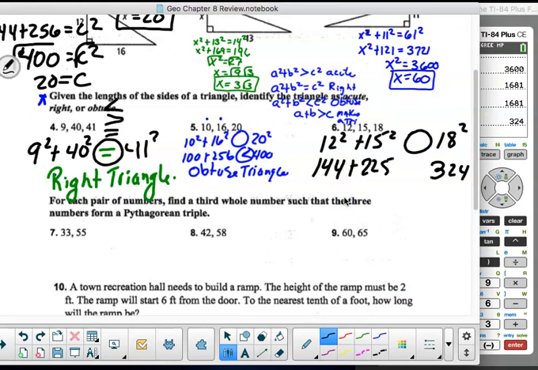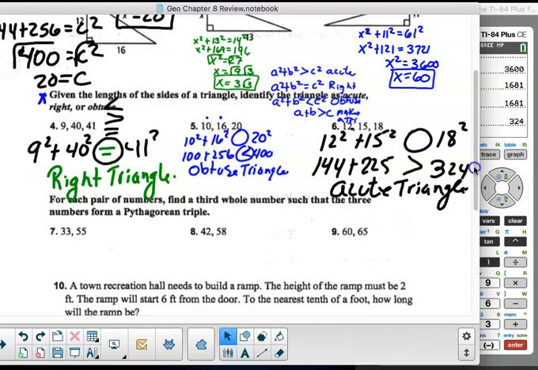Now, I add those together, and this is going to be bigger than 324, okay? And 12 squared plus 15 squared added together is bigger than 18 squared, so this is an acute triangle. Okay, and that's how I do that section.